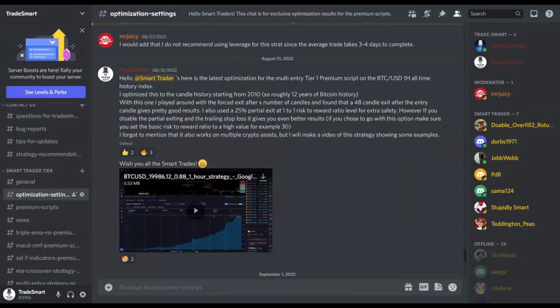In the Discord chat, you can find a strategy optimization in which I use the Bitcoin USD 1-hour chart and the 48 candle force exit.